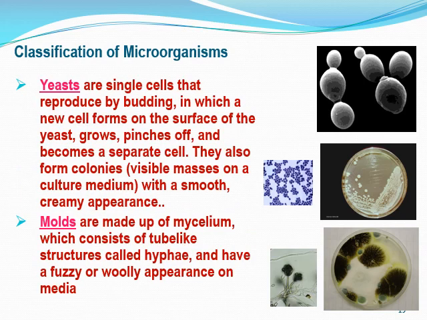Again, they're those single-celled organisms. They reproduce by budding. And you'll hear people say budding yeast. If you look at that picture up at the top, and you see the round circle with the little bud coming off, that's what they're talking about. It's like it pinches off, and then it becomes a very separate cell. They form colonies as well, and they have visible masses on the culture medium.